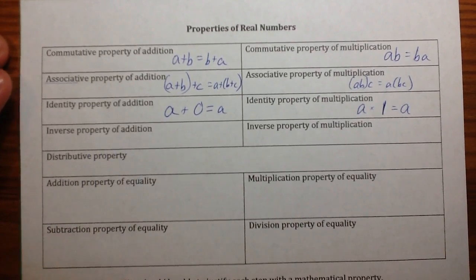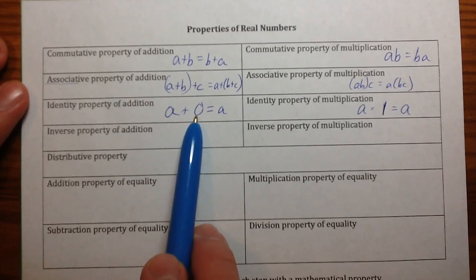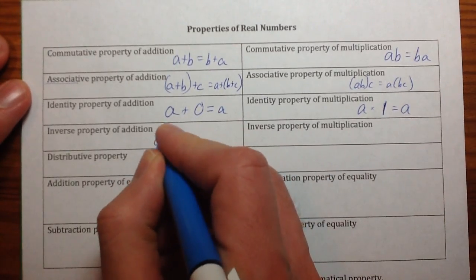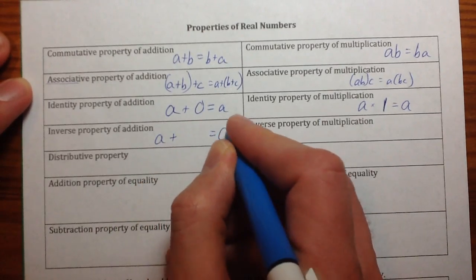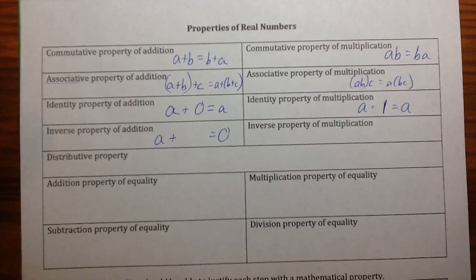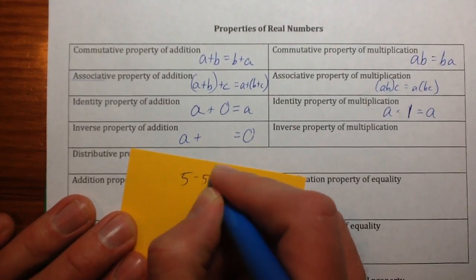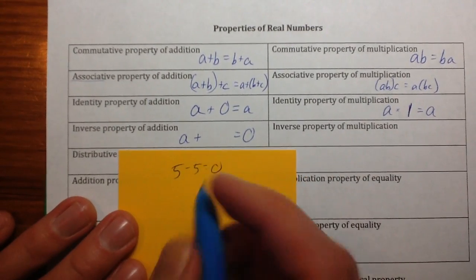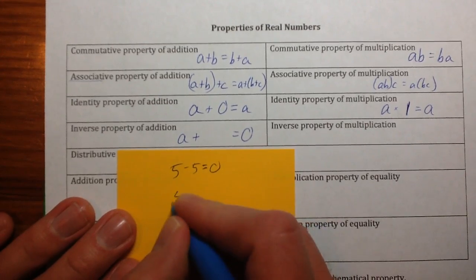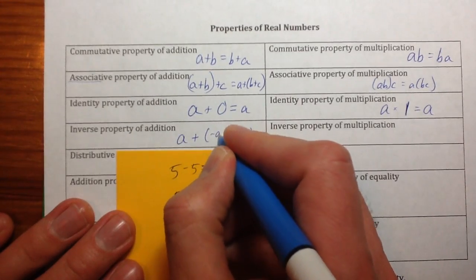The inverse property of addition, on the other hand, is not going to give me what I had to start with. It's actually going to give me what I call the identity. So this is going to be like A plus something is going to give me 0. Well, what would I add to get 0? Well, think about it this way. What would I subtract? If I had 5 and I wanted to get 0, I could subtract 5. Like I could say, oh, well, I have 5 minus 5. That gives me 0. Well, that makes sense. 5 minus 5 is equal to 0. I could say 5 plus negative 5 is equal to 0. So this is A plus negative A.